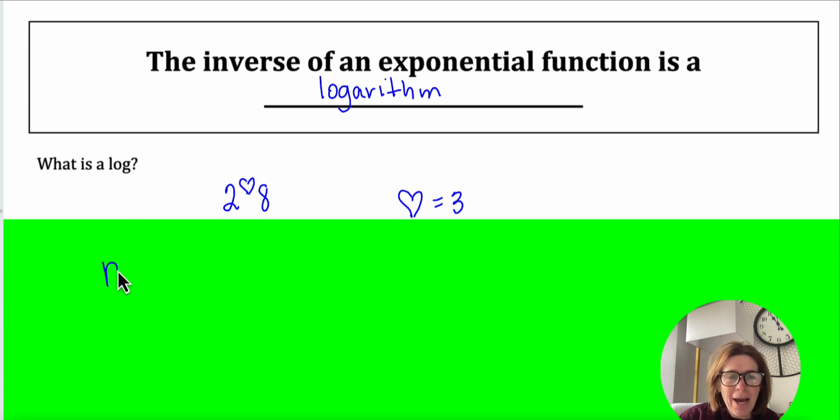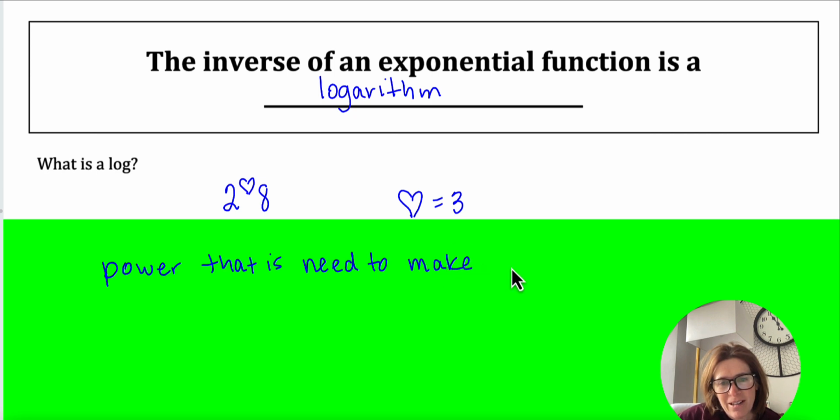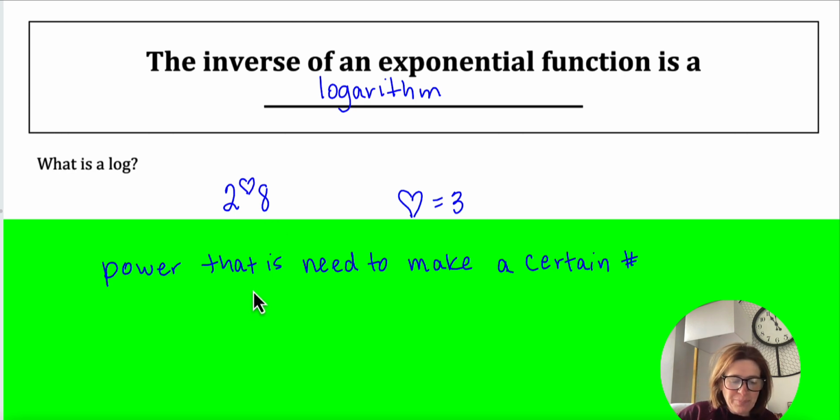It's really the power that is needed to make a certain number. So in this case, the power 2 needs to get to 8 is 3. And so I've said it a couple different ways. A log is the power to which a number is raised to get another number.